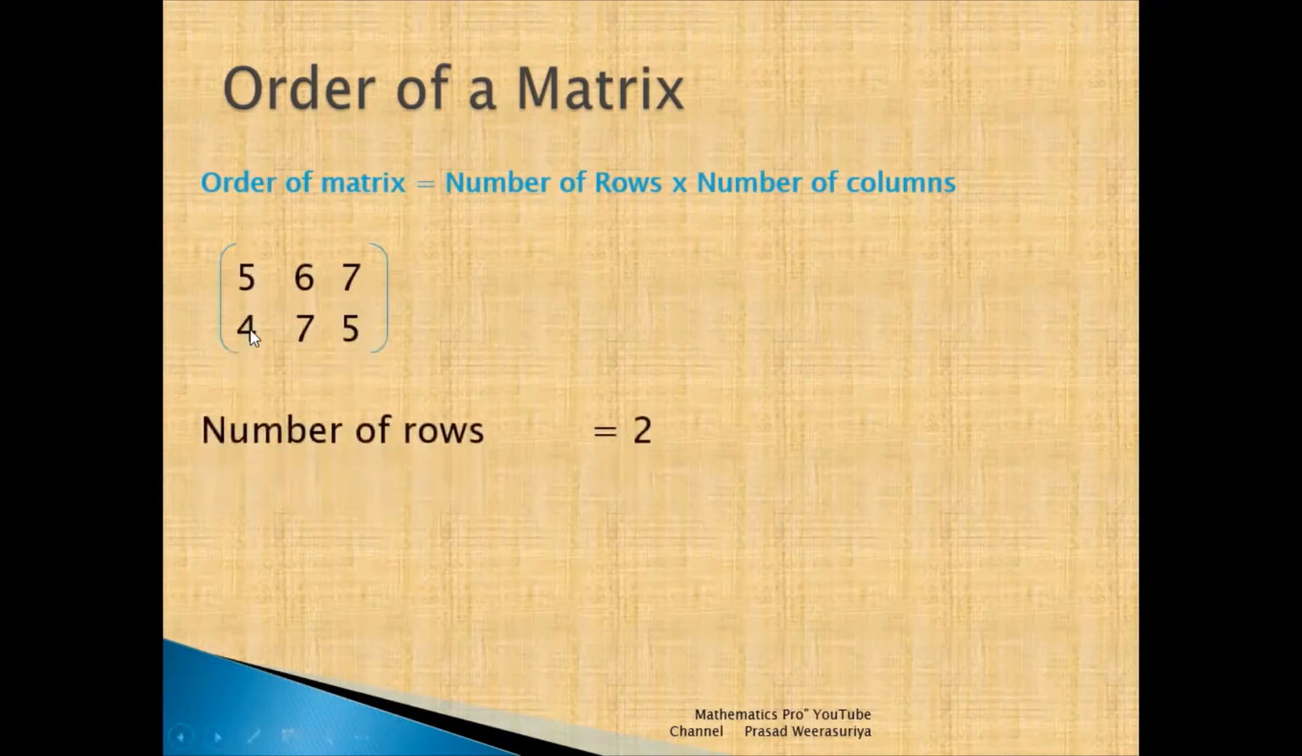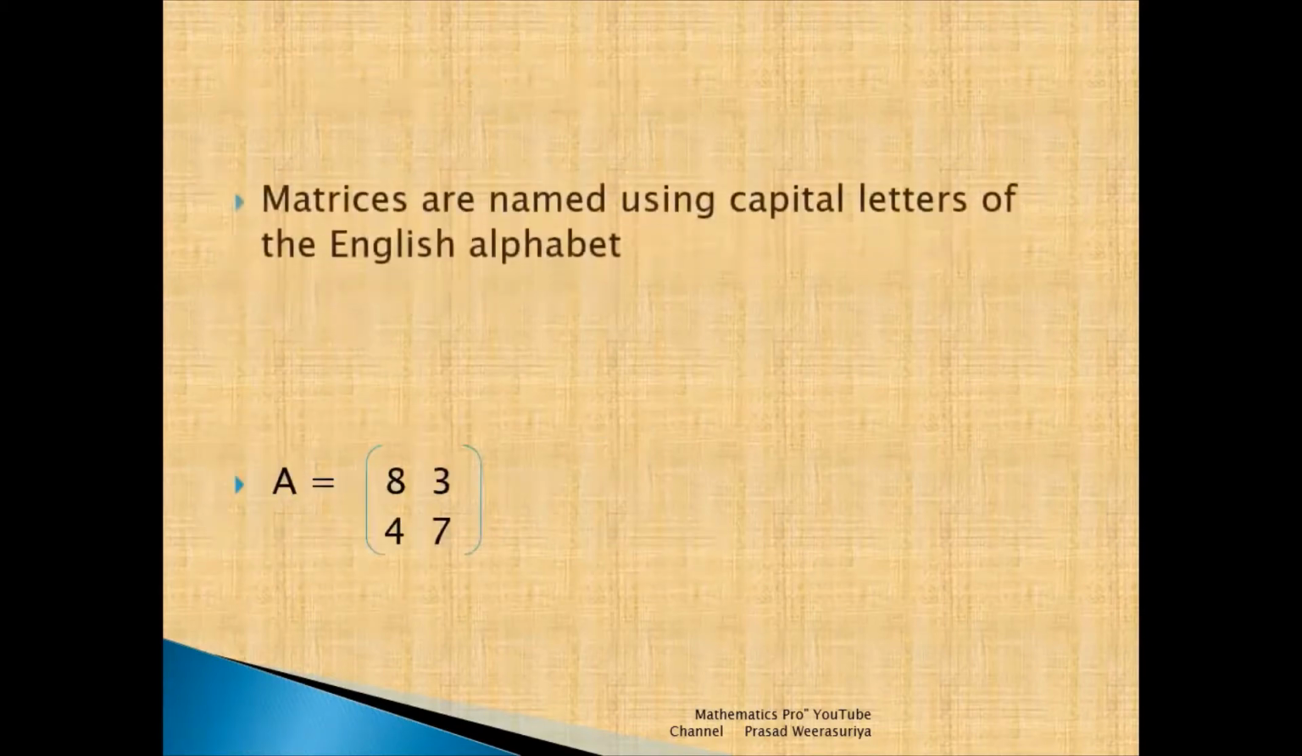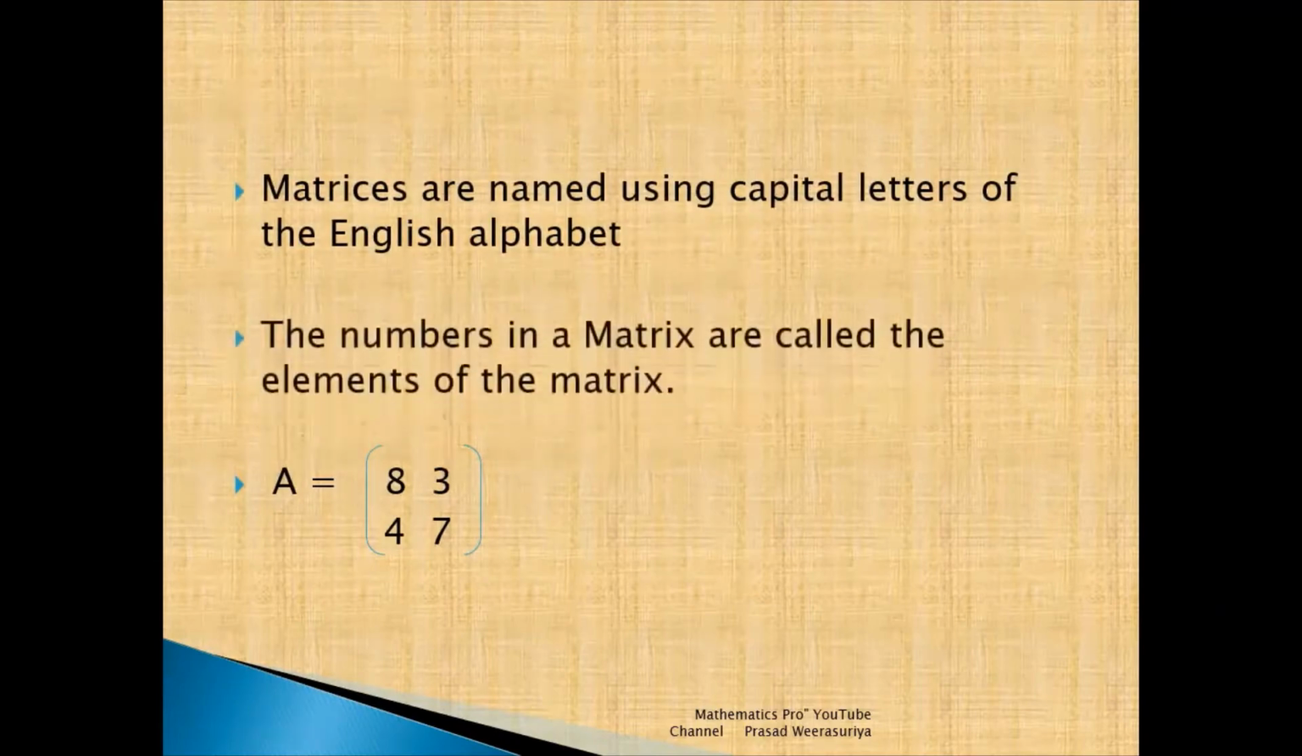Here in this matrix, for example, number of rows equals 2, number of columns equals 3. Then the order of this matrix is 2 by 3. Matrices are named using capital letters of the English alphabet. The numbers in a matrix are called the elements of the matrix. Here in this example, the elements of the matrix A are 8, 3, 4, 7.